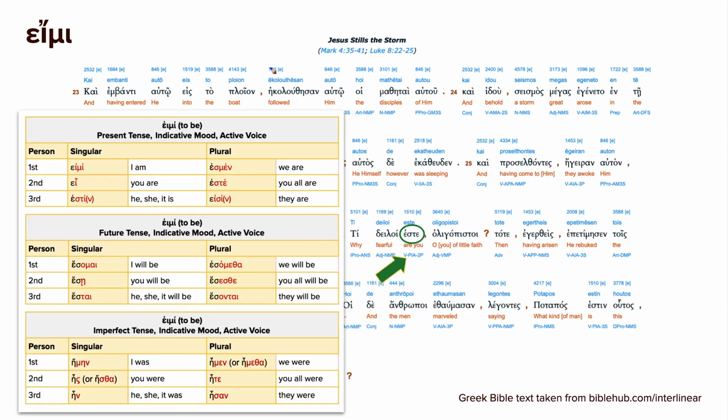All right, I'm just going to take this opportunity to talk about the verb eimi. Eimi is the verb for to be, or I am. I have one example of the use of eimi in these verses, and of course I'm going to take advantage. Here Jesus asks, "Why are you fearful, you of little faith?" So here is the second person plural of the present indicative active. You'll see it right here: este, you all are.